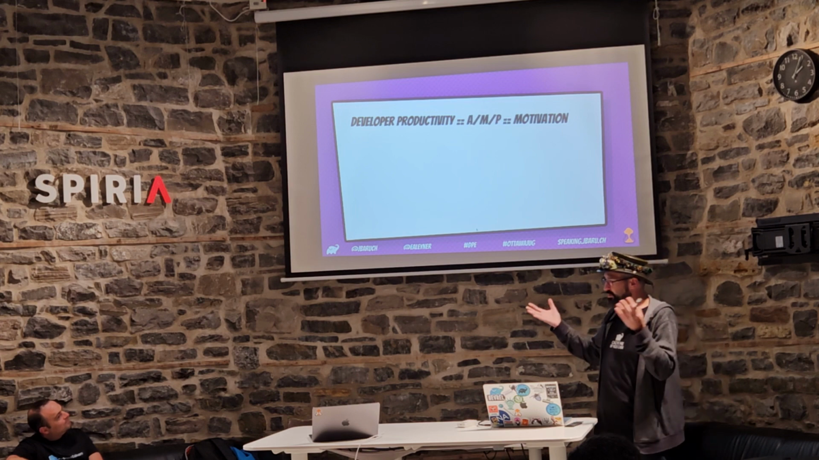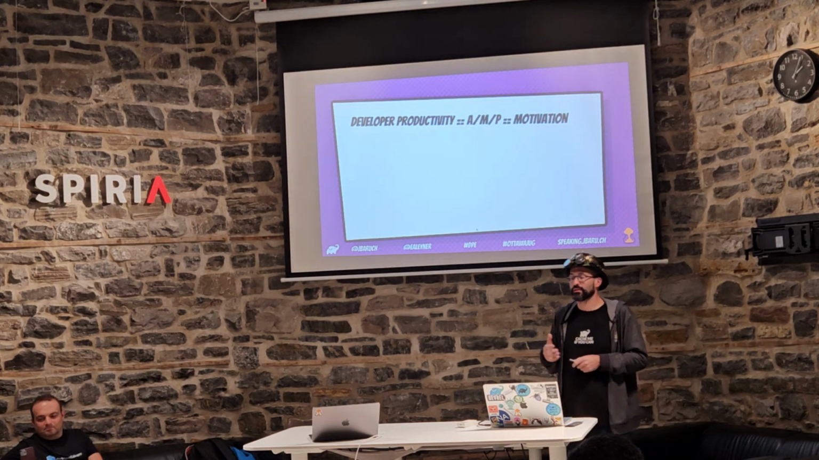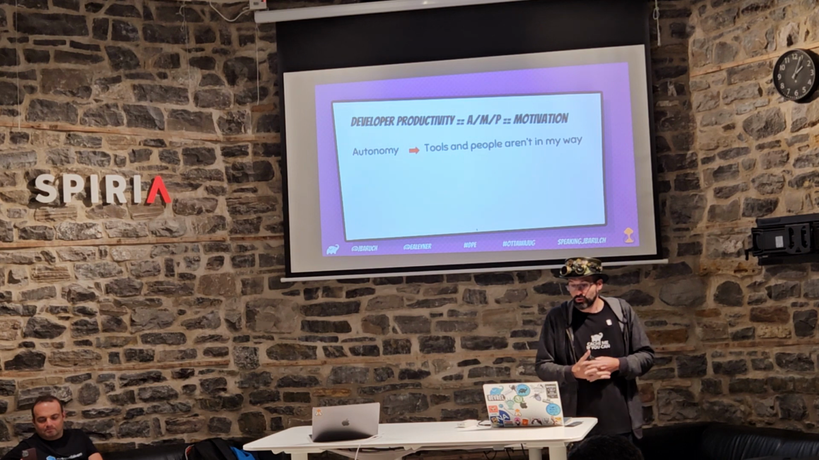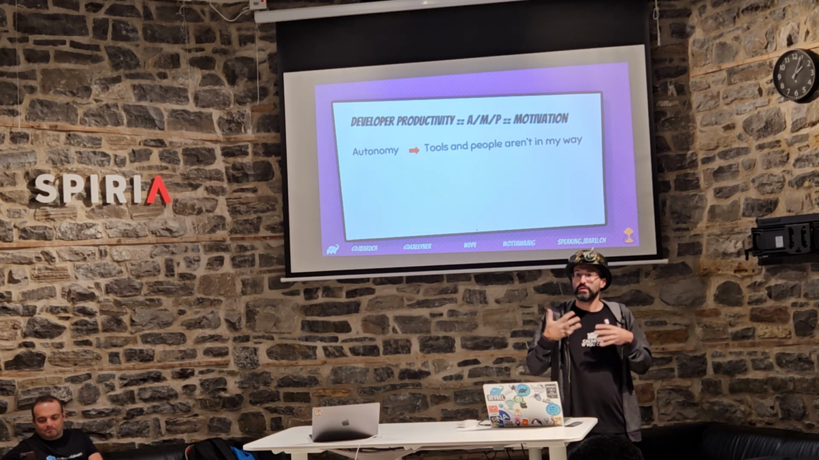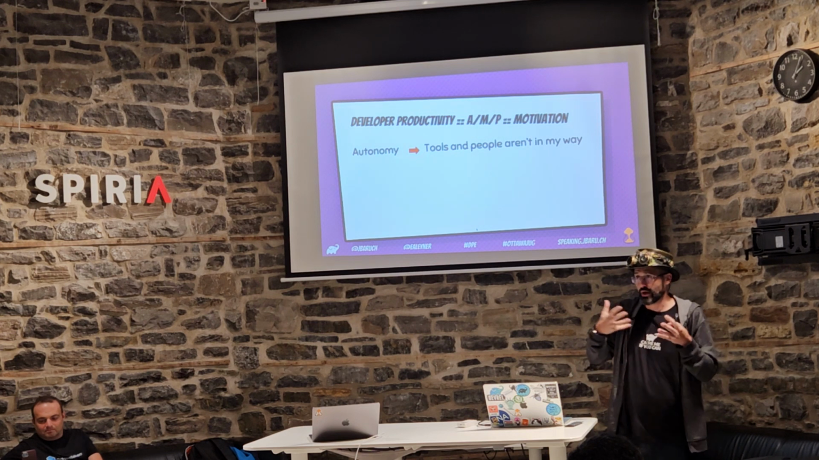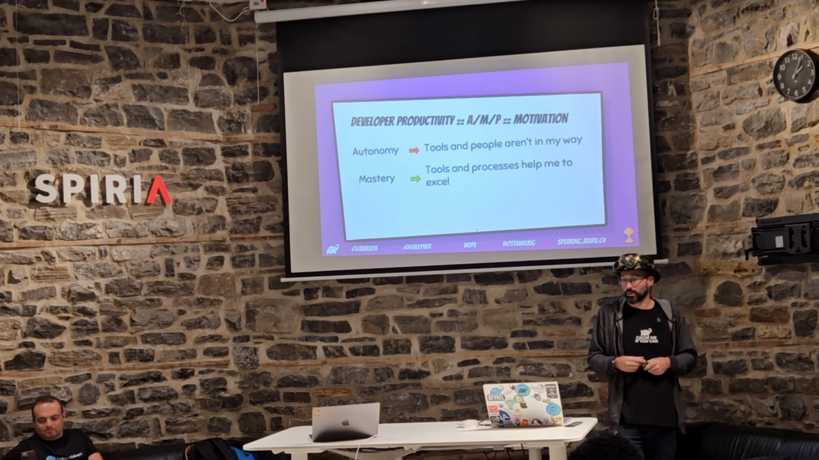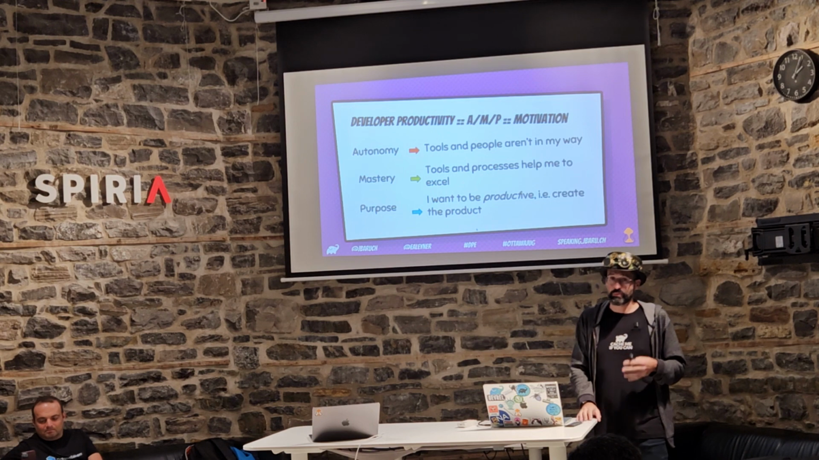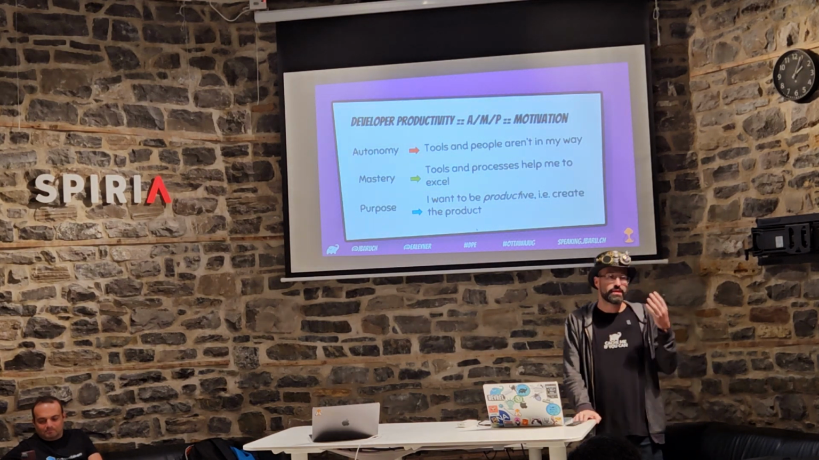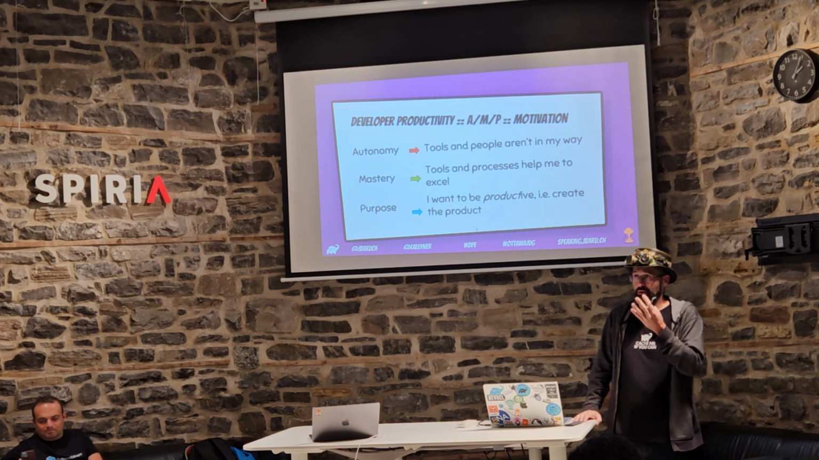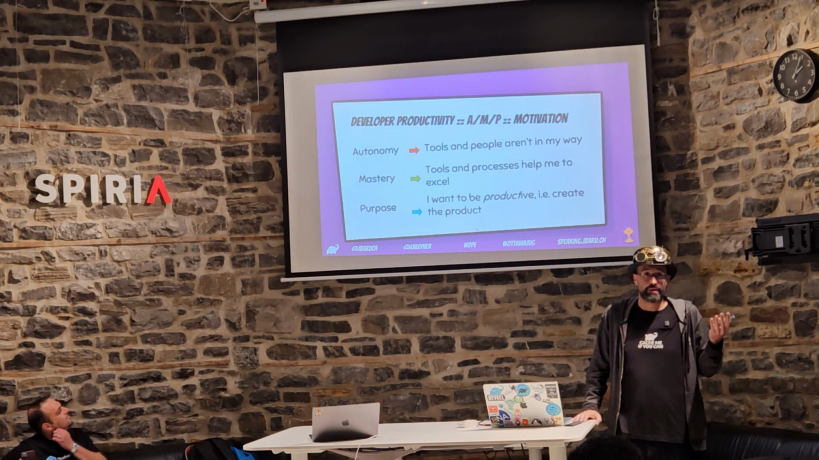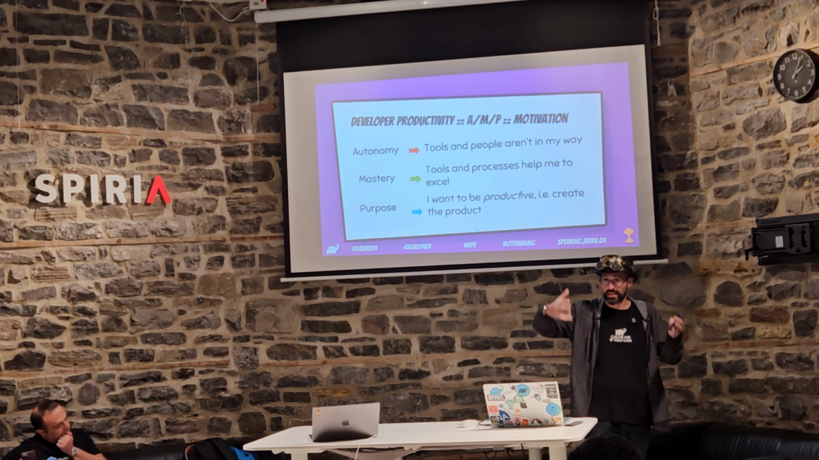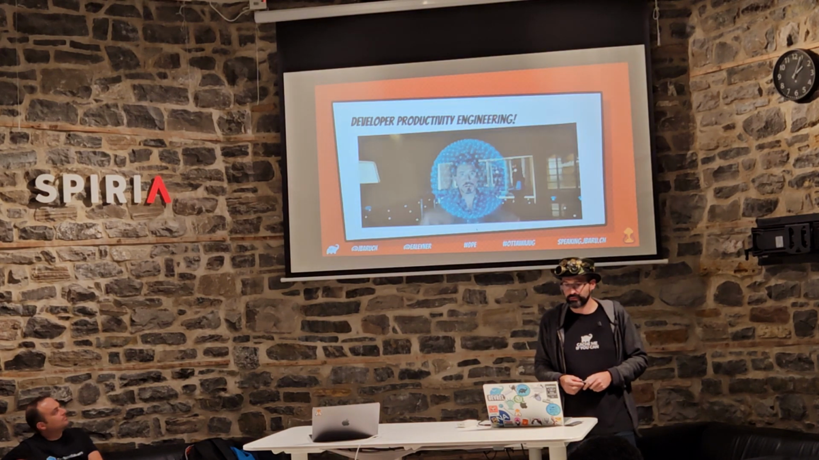So motivation has everything to do with autonomy, mastery, purpose, and it has a lot to do with our productivity. For example, and it goes into autonomy, tools and people aren't in my way, right? Just as we spoke about. Tools are helping me and not actually harming me when I try to do something. Mastery, tools and processes help me to excel instead of actually doing a poorer job. And then purpose, I want to be productive. Productivity is the same root as product. This is what we want to do. Productivity has a direct relationship to our purpose, because we want to do something purposeful. We need to be productive to do it.